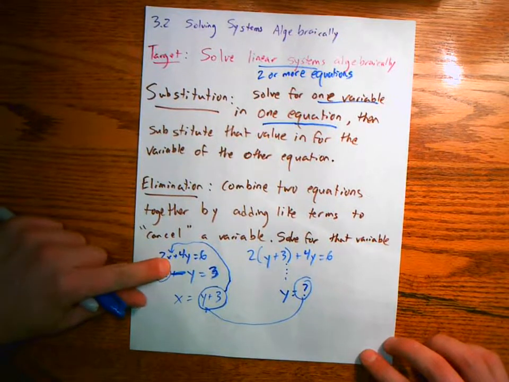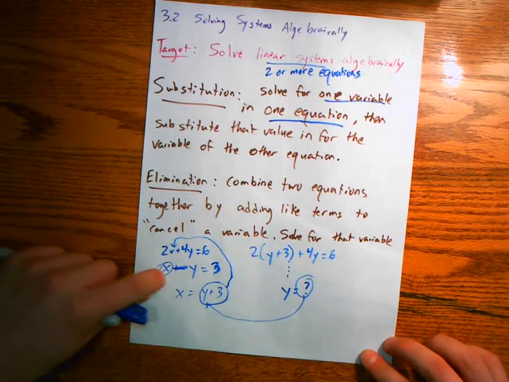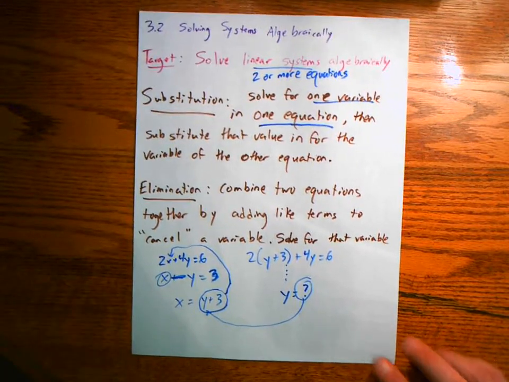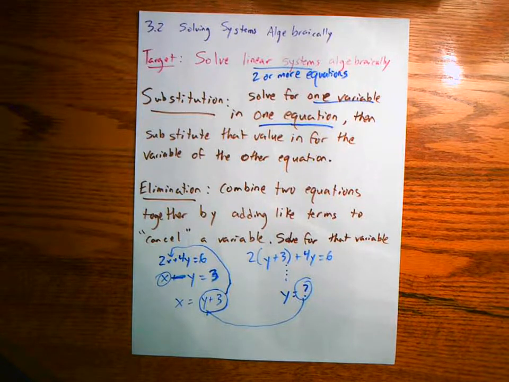I could have solved for this x here, that y there, this x here, or that y there, but the easiest one that I chose is to solve for this x first. There are 4 different options you have at the start if you have 2 variables and 2 equations.